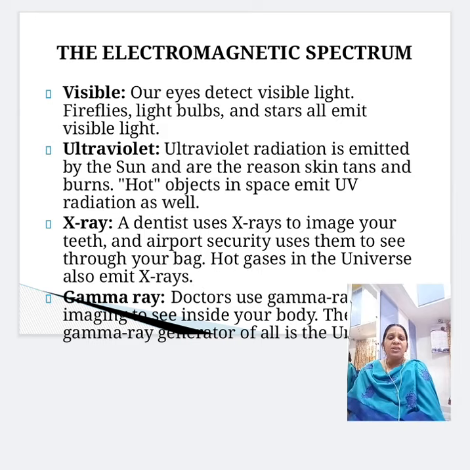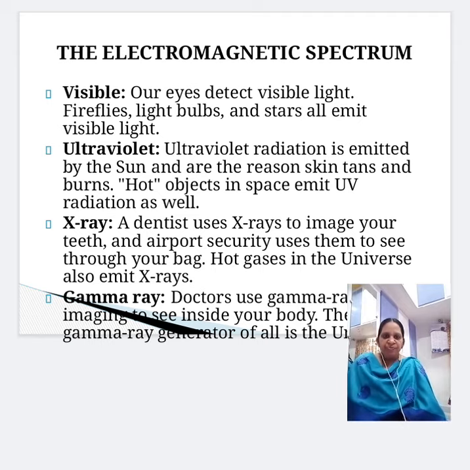Then the ultraviolet light. Ultraviolet radiation is emitted by the sun, and it is the reason skin tans and burns. That's the reason why, because of the ultraviolet rays, our skin tans and sometimes burns. Hot objects in space emit ultraviolet radiation as well.